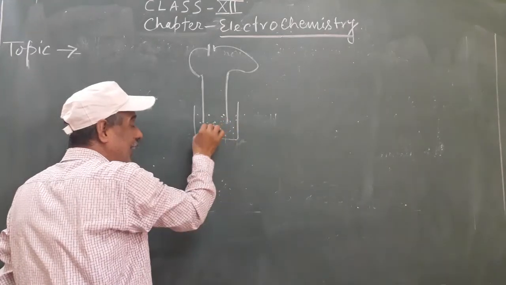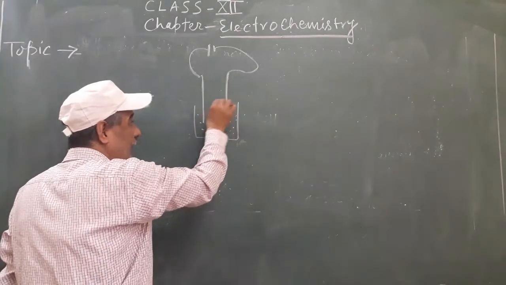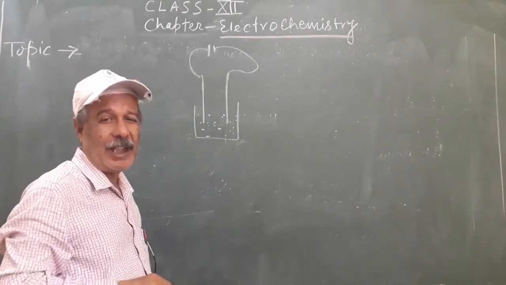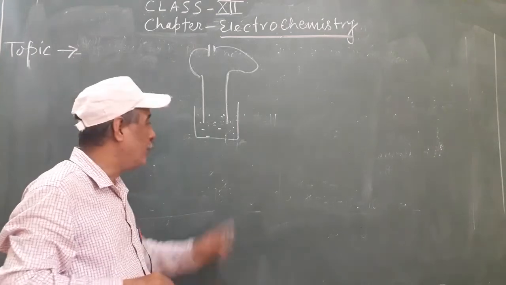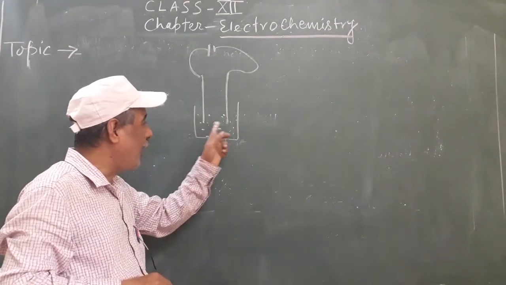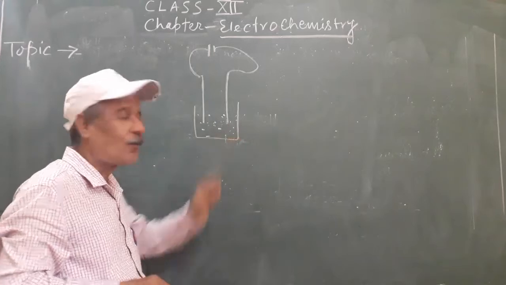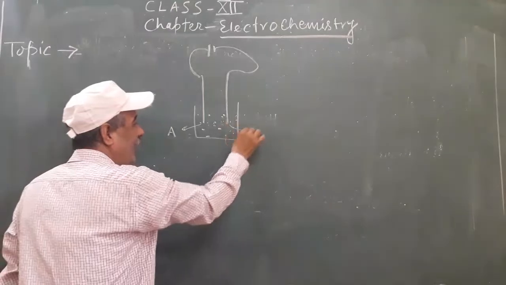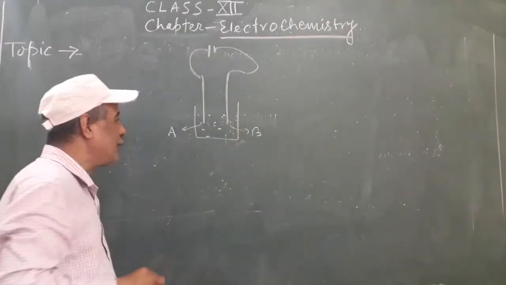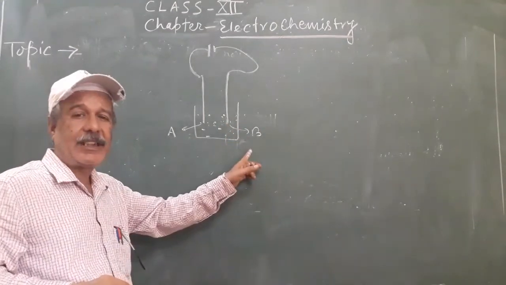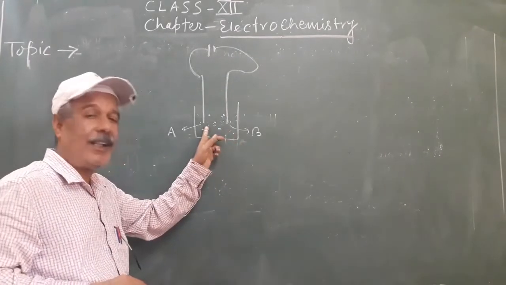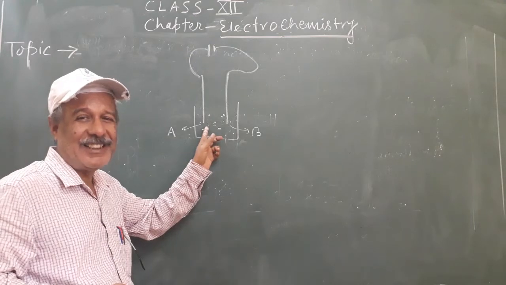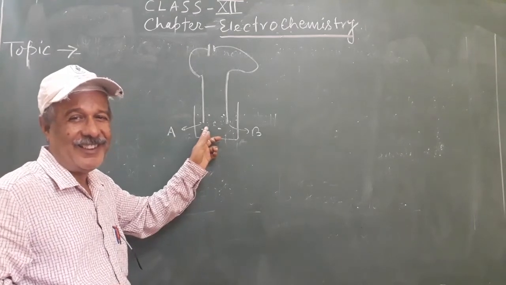Correct? But here they are moving through solid. They are moving through solid. But in between this point and this point, let us mark A and B. So in between A and B, this current is moving through, generally a student answer, liquid.